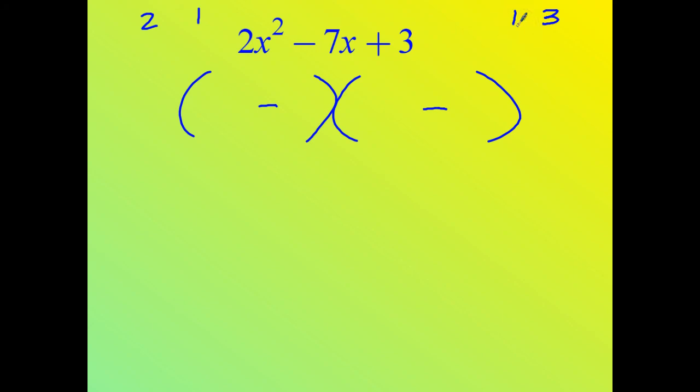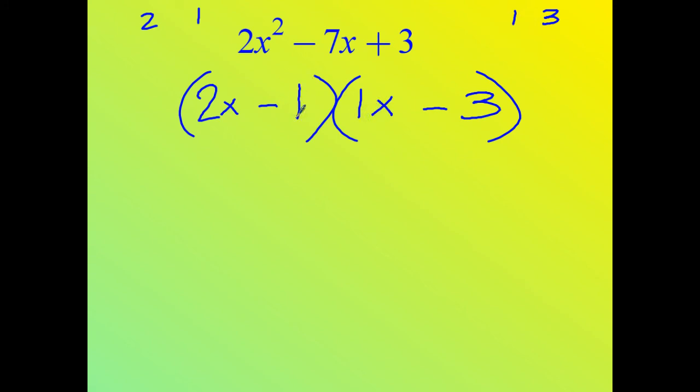So there's my answer. I need 2, and I need to be able to multiply it by 3, so I need to do 2x. Now if I put the 3 in here, I won't be multiplying it with the 2, so I need to put the 3 on this side. And then this remaining term here is going to be 1x, and this other one is going to go here.